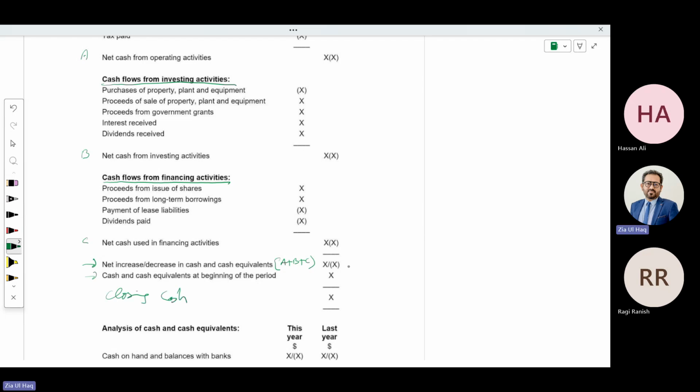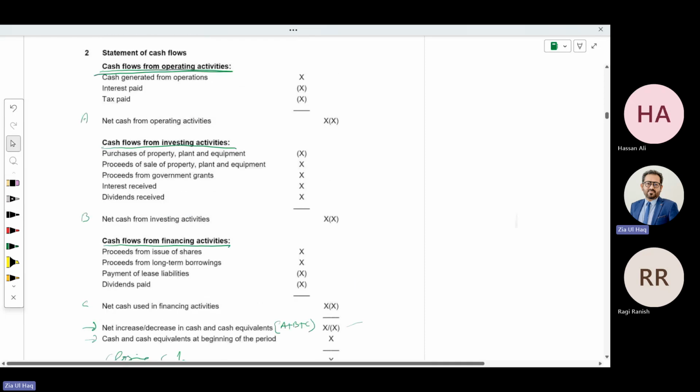In opening was 20, closing is 70. So this will be 50. From where we generated how much? This cash flow statement will show out of that 50, how much from operating, how much from financing, how much from investing. Is that fine? This is the format of cash flow statement.